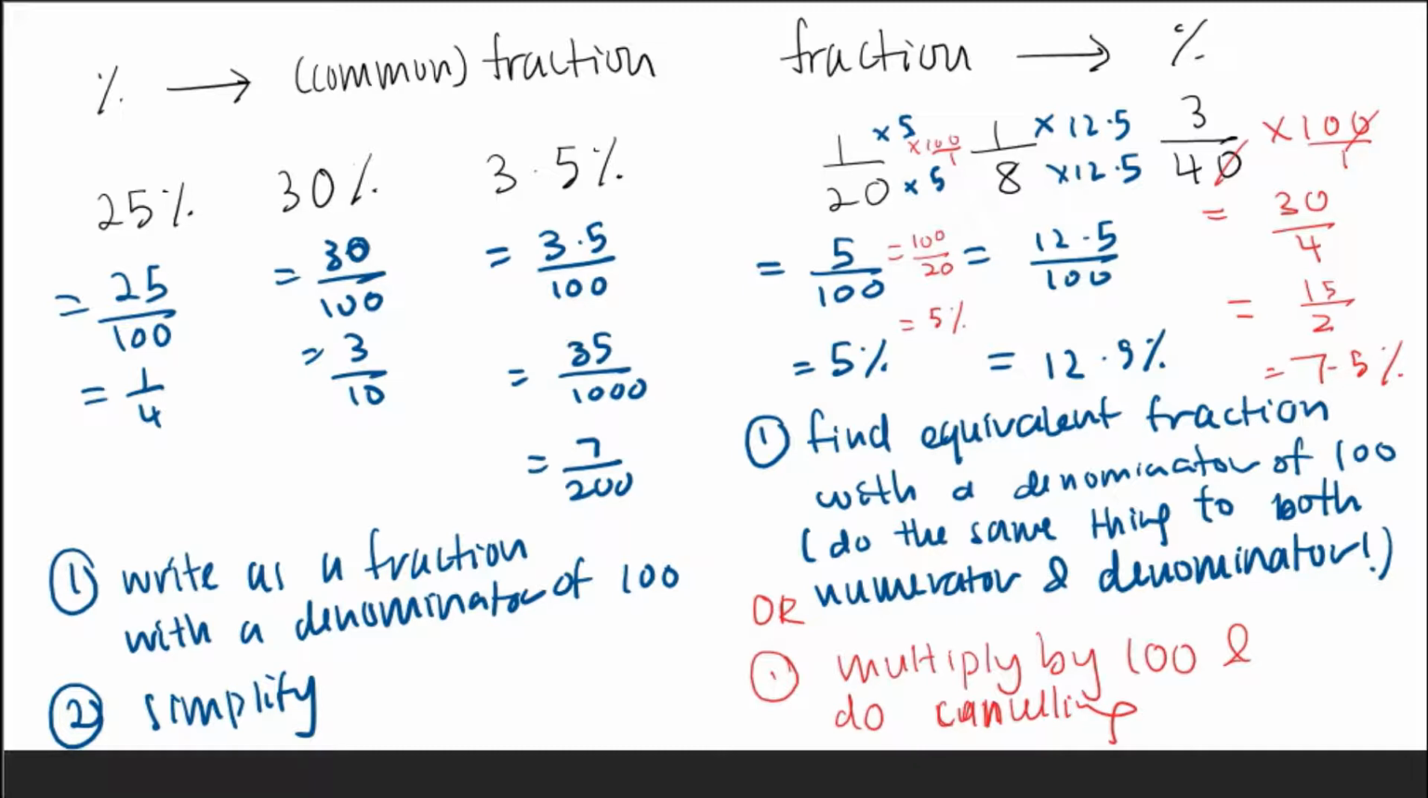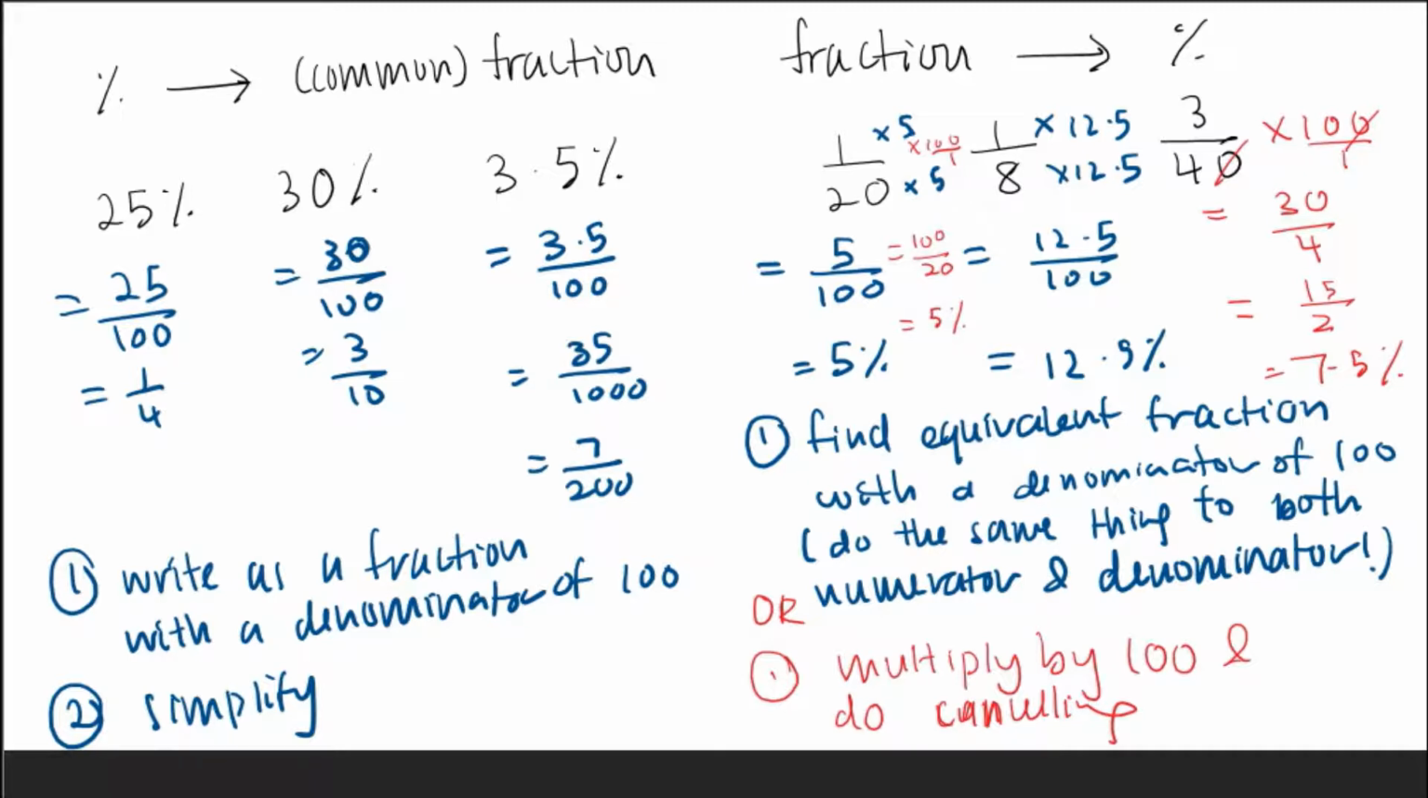So first, you write it as a fraction with a denominator of 100. Then you simplify it. There you go, a common fraction. Second, when you want to convert from fraction to percentage, there are 3 examples here: 1 over 20, 1 over 8, and 3 over 40.